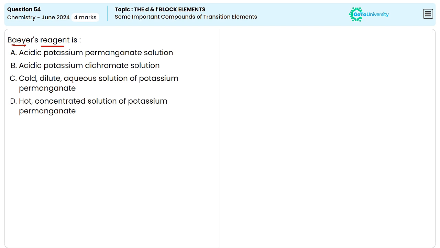It is a solution of potassium permanganate in basic medium. When an alkene or alkyne reacts with Bayer's reagent, the purple color of the potassium permanganate disappears and a brown precipitate of manganese dioxide will be produced. This reaction indicates the presence of a double or triple bond in the compound being tested. So this test is also known as Bayer's test.